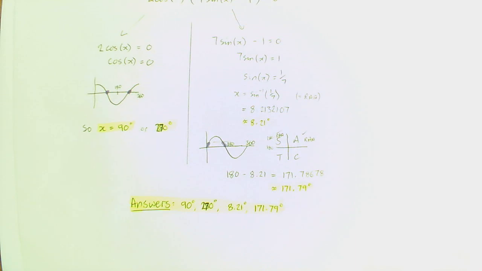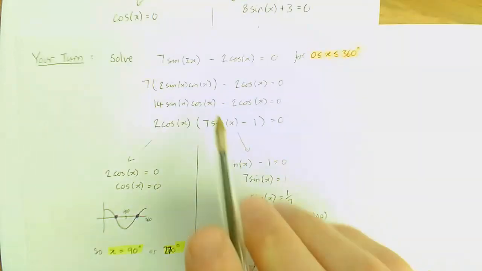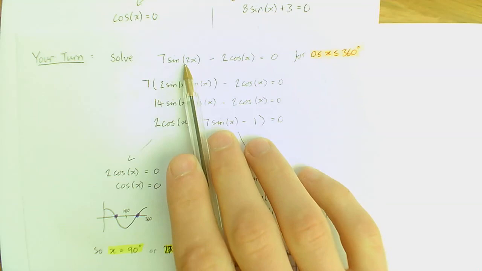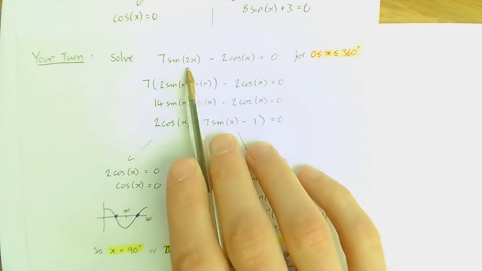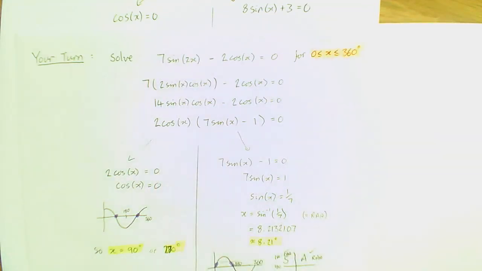So in this part, we've looked at what to do with a sine 2x appearing in our equation. The next video is going to look at some of the other trig identities we might end up having to use.